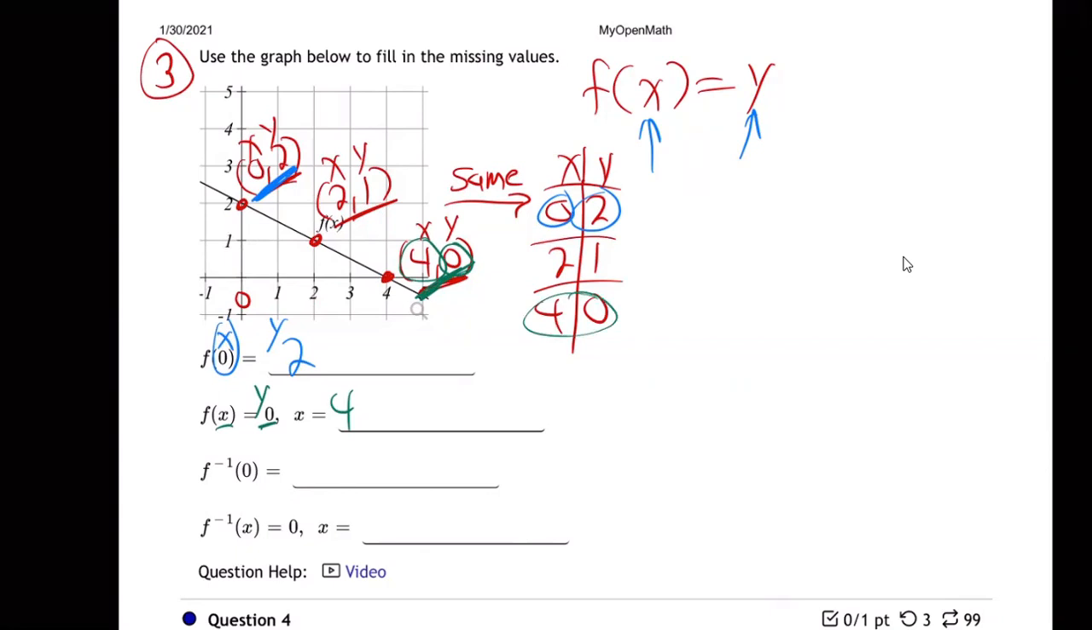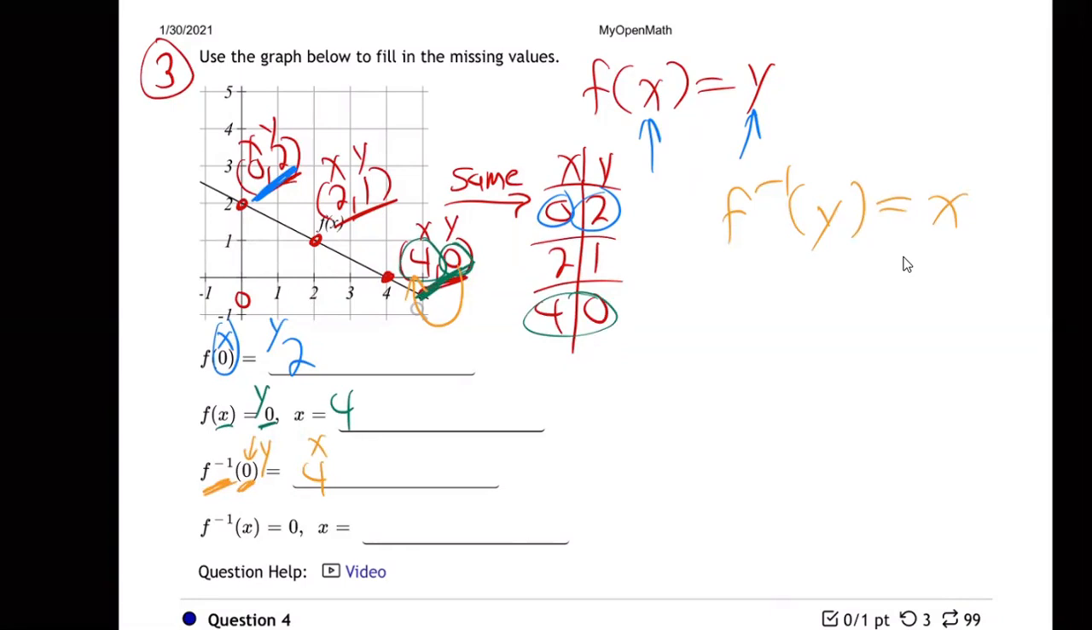Let's try another one. Now they're going f inverse of 0. So is that 0? Is this 0 being put in the inverse function? Is that an x or a y? Well, so inverse functions, they switch it, right? This is y in here and x out there. So this is a y value of 0, isn't it? And they want to know the x value going with the y value 0. So you see y value 0? Yeah, right here. What x value goes with it? 4.